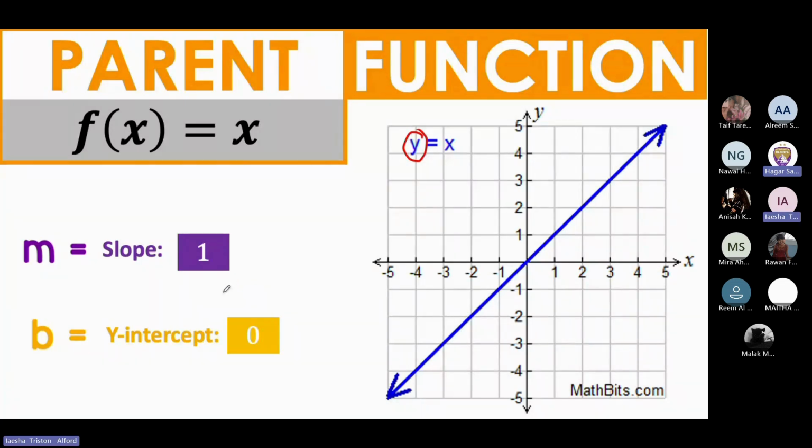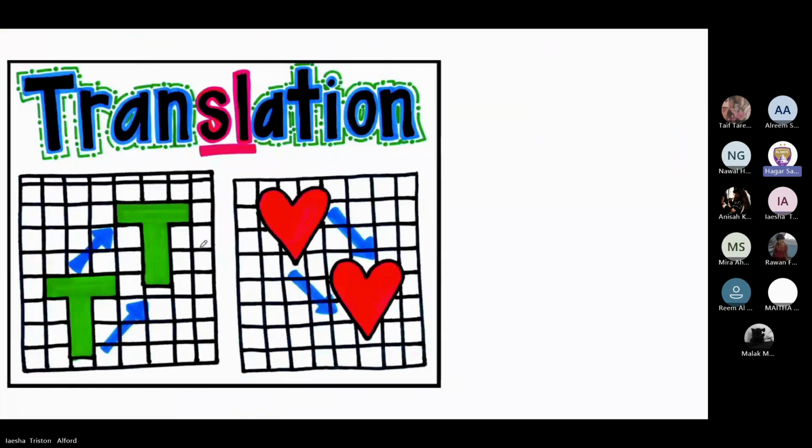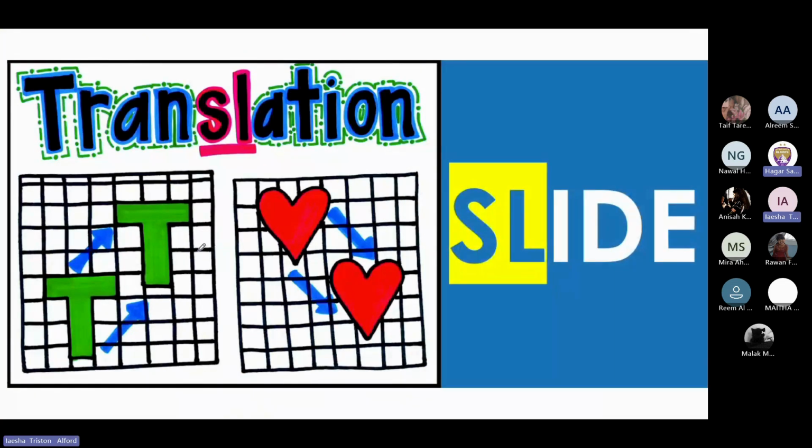And so in this lesson, we have to use translation. Translation means that we should slide. When we slide something, we slide it left, we slide it right, we slide it up, we slide it down. So this lesson wants to know how to slide the line. How can we move the line up, down, left, right? That's mostly what they want.